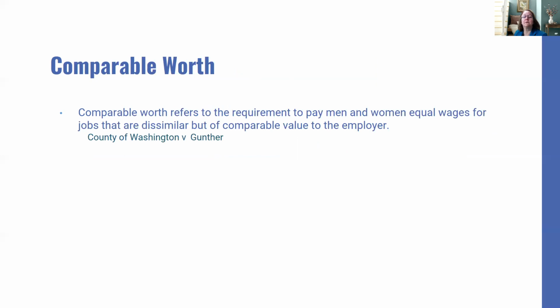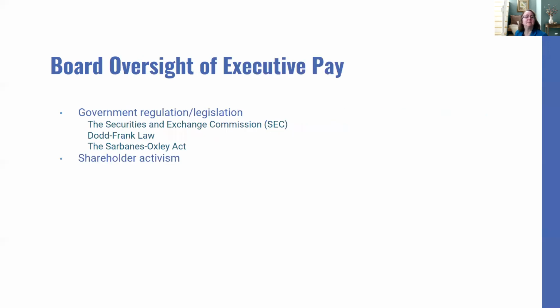Comparable worth refers to the requirement to pay men and women equal wages for jobs that are dissimilar but of comparable value. So this may mean comparing dissimilar jobs such as nurses to truck mechanics. Should you pay women who are performing jobs equal to men's or just comparable to men's the same as men? Okay, and there are so many cases along this line. Your book has a bunch of examples.